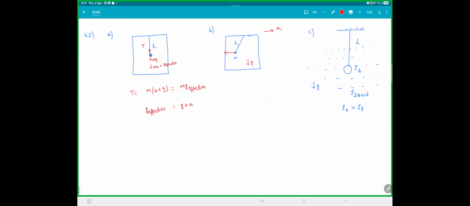The same story here. When you apply the pseudo force ma, there will be an mg down. We have done this in fluid mechanics also. The both are perpendicular here. So G effective will be root over A square plus G square.